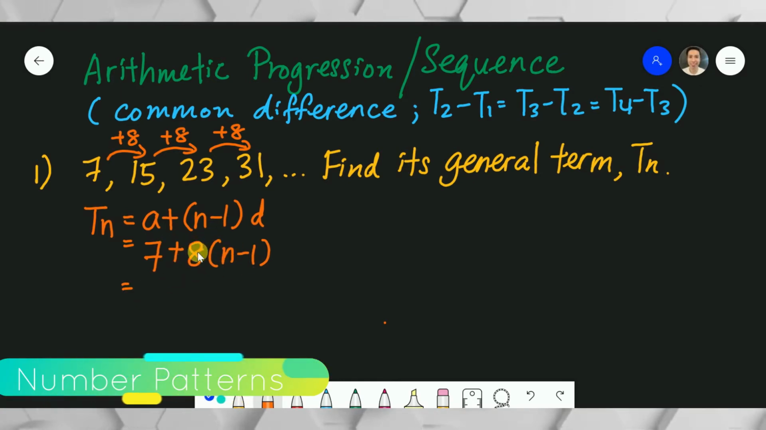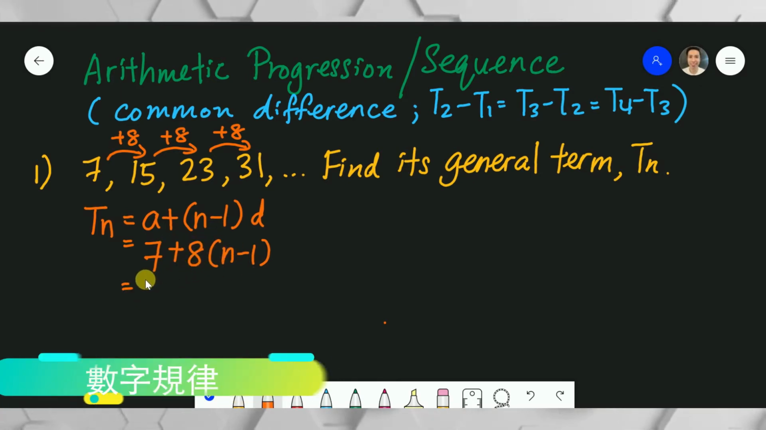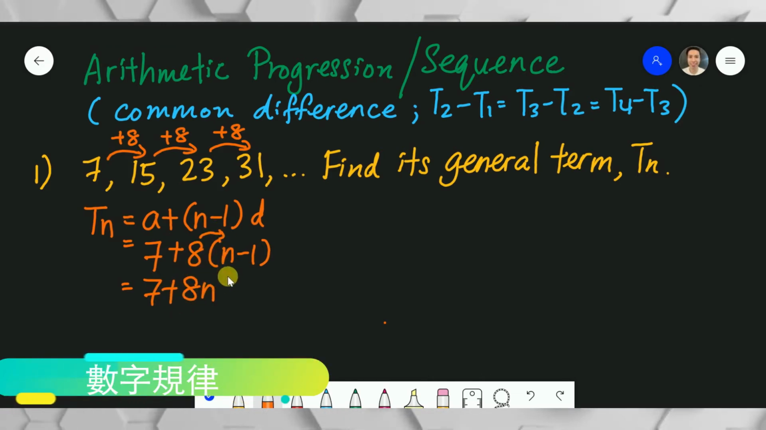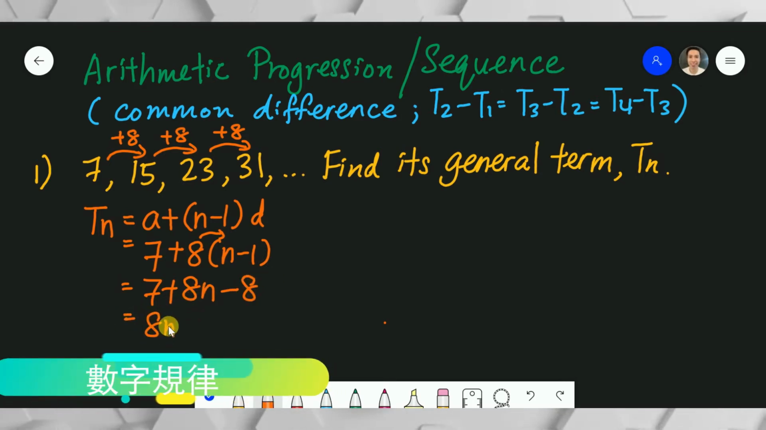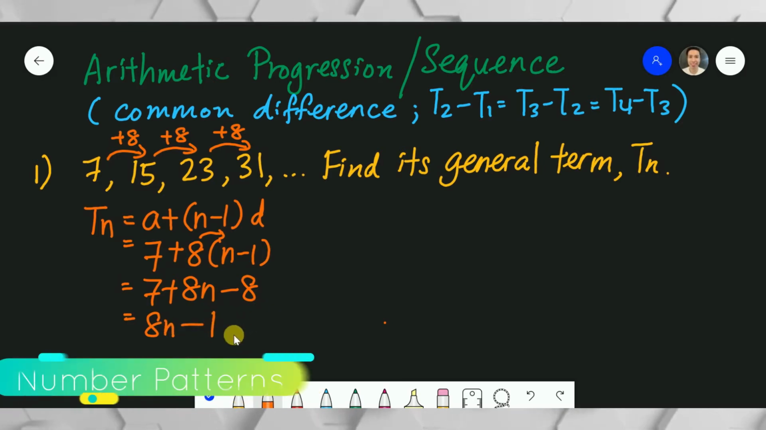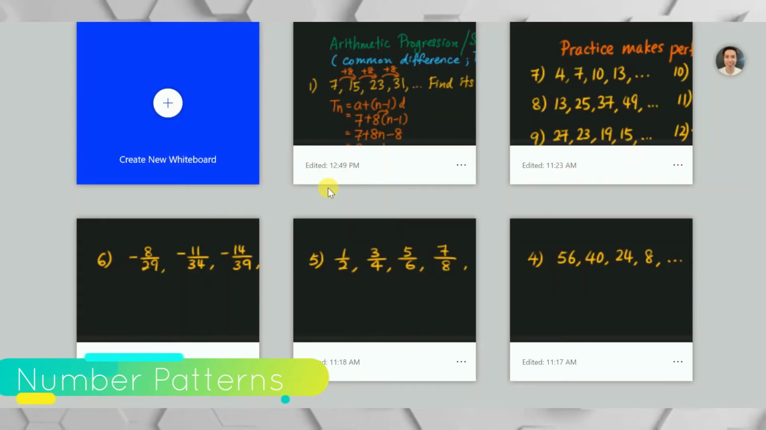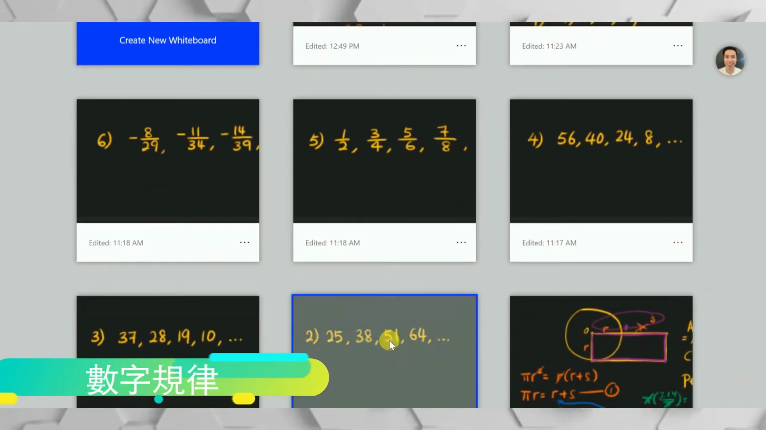After that, I just expand this as an expression. So 8 times n is 8n, minus 8 times negative 1 is negative 8. Then the final answer will be 8n, and 7 minus 8 is minus 1. So my general term is 8n minus 1. Alright? Okay, so let's look at the second example here.